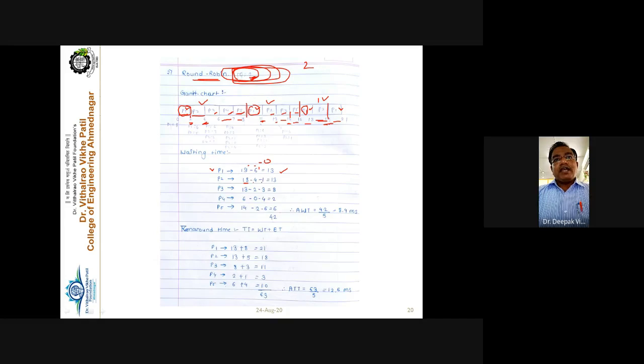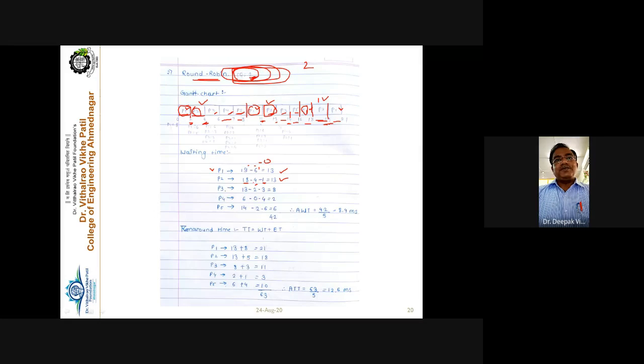So 18 minus 4. What is this number 4? It means before reaching this 18, how many times P2 got executed. This is one slot of P2, meaning 2 milliseconds here and 2 milliseconds here. So that is nothing but 4 milliseconds. Minus its arrival time, so 18 minus 5, that is equal to 13. Arrival time for the P2 process, right?